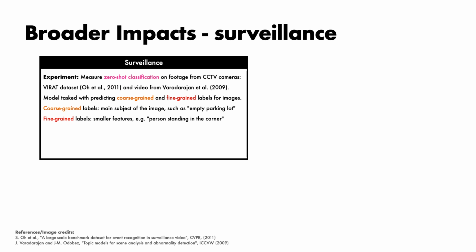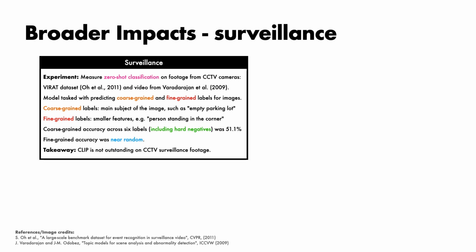It was found that coarse-grained accuracy across label sets containing at least 6 labels per image, and also including hard negatives with some similarity to the ground truth label, was 51.1%. Fine-grained accuracy was near random. A simple takeaway from these experiments is that CLIP is not outstanding at zero-shot classification on CCTV surveillance footage.